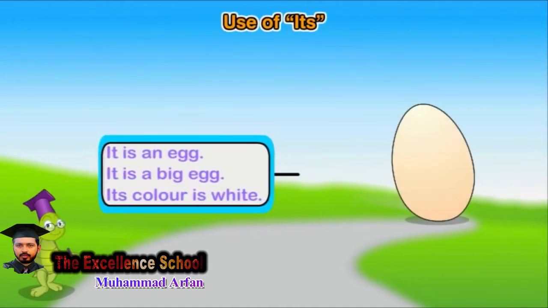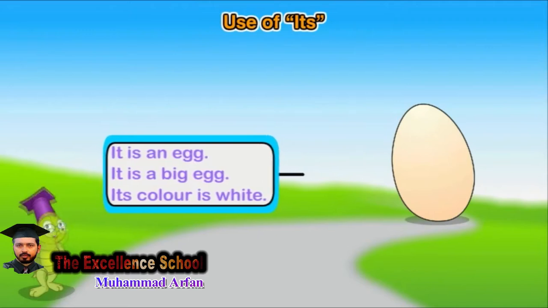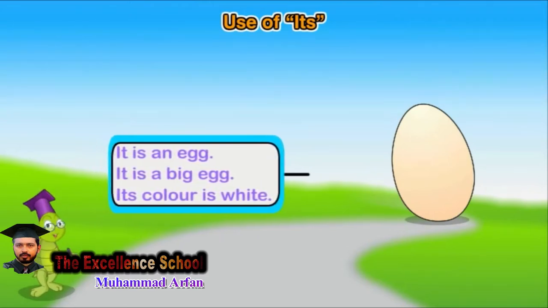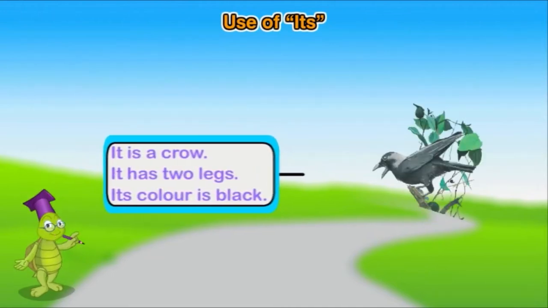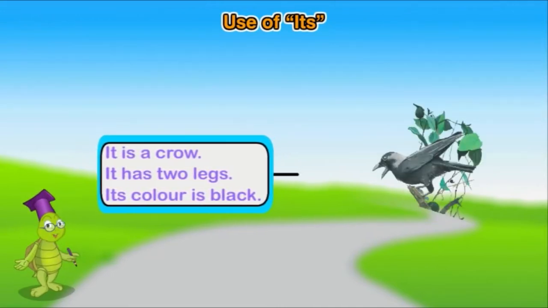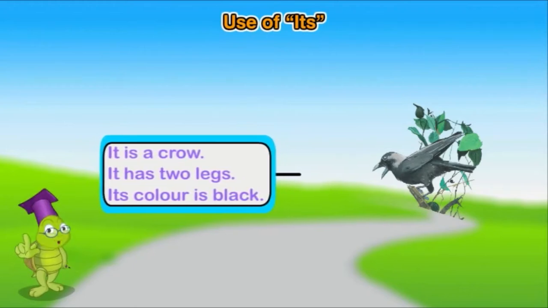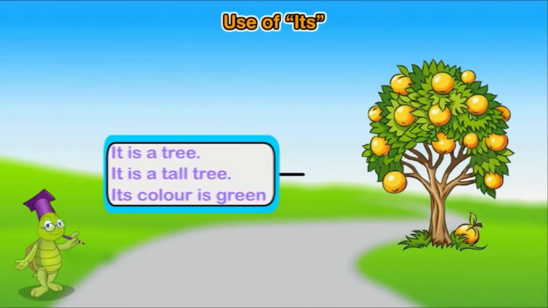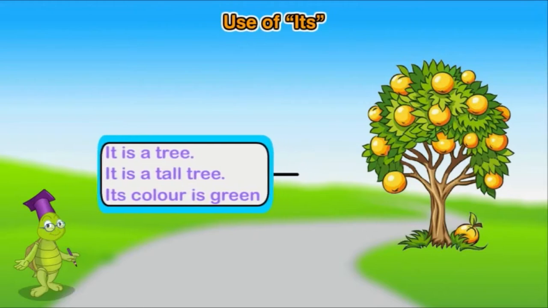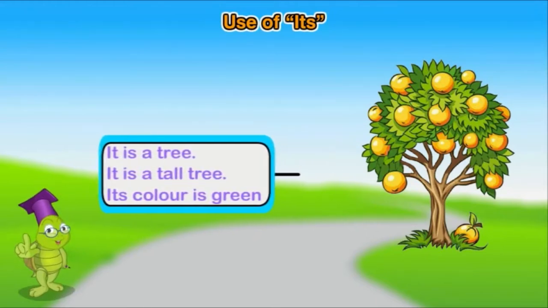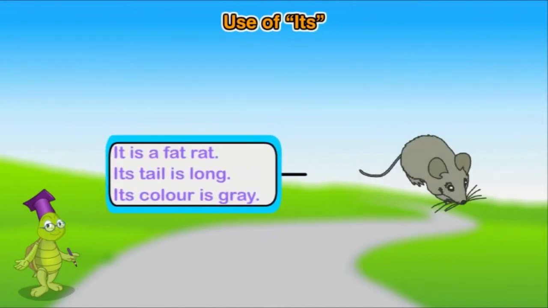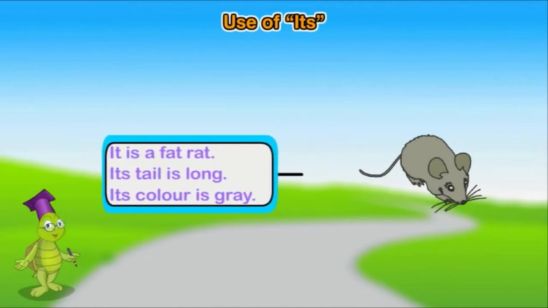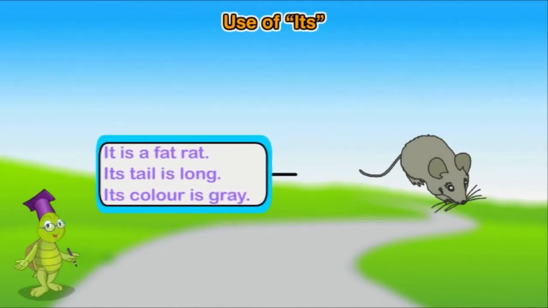Use of its. It is an egg. It is a big egg. Its color is white. It is a crow. It has two legs. Its color is black. It is a tree. It is a tall tree. Its color is green. It is a fat rat. Its tail is long. Its color is gray.